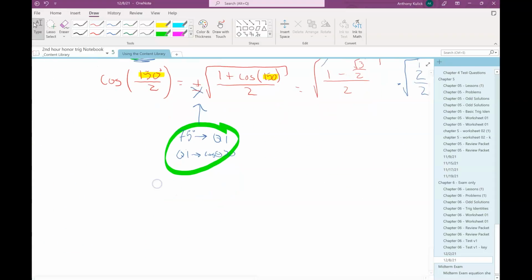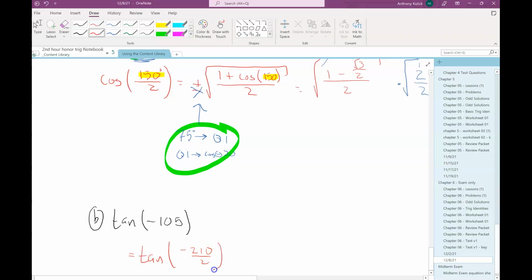Okay. Let's do one more. Let's say we're going to do tan of negative 105. The first thing I want to do is rewrite this as a half angle. So negative 105 is the same thing as what divided by 2? Oh, come on, guys. Negative 210, right?